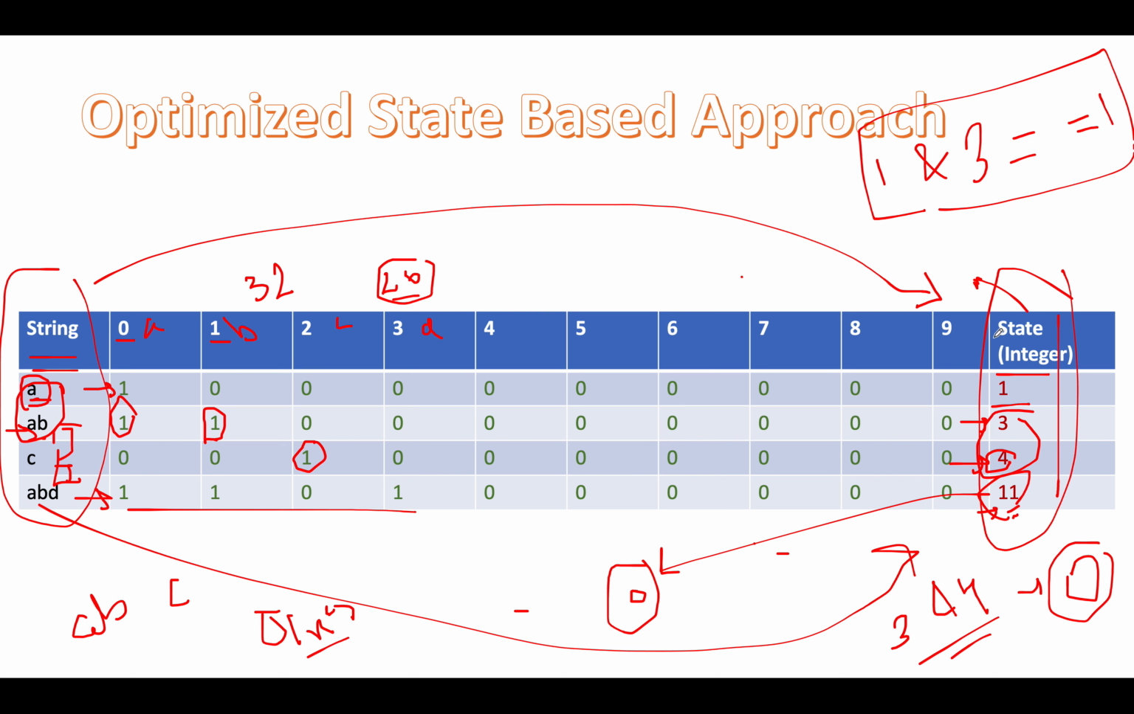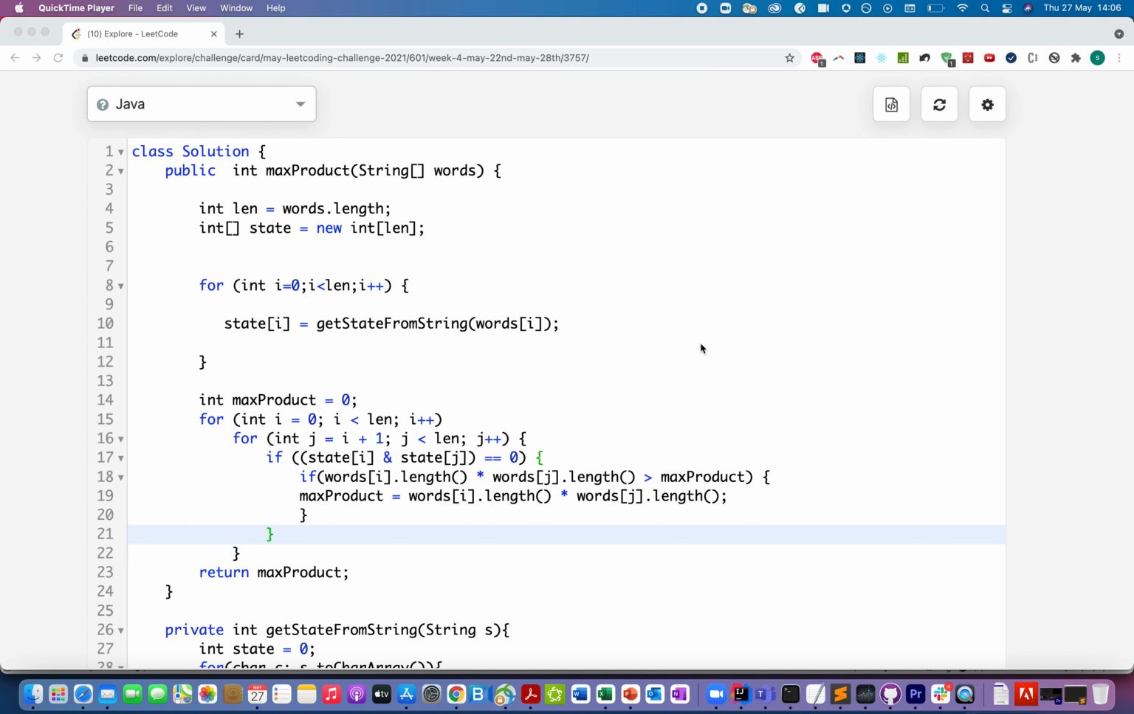So let's move on to the coding part. The first thing that I have done here is to define a state variable that will store the integer state corresponding to each word in the input dataset, and I looped over all the possible words that are there in the dataset and tried calculating the state for each word using the get state from string method. I'll talk about this method later on, but let's just iterate over the complete logic first.